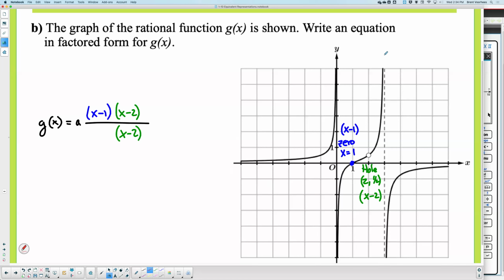What else do you see? A vertical asymptote. What x value is that? 3, which means it came from the factor x minus 3. This one, believe it or not, has another vertical asymptote.